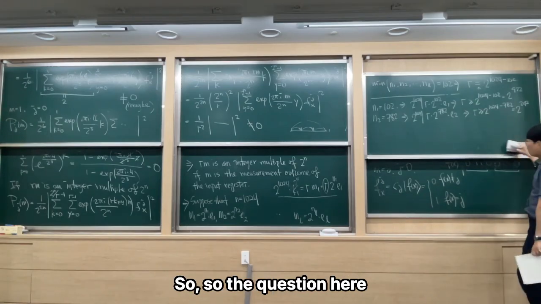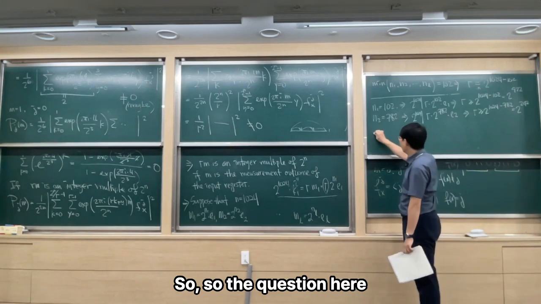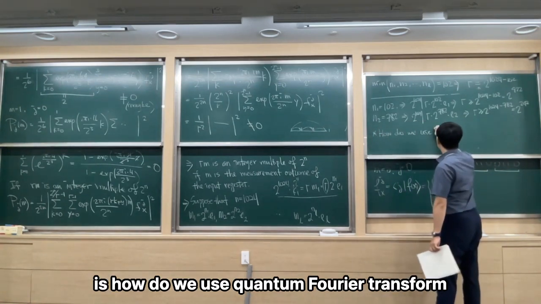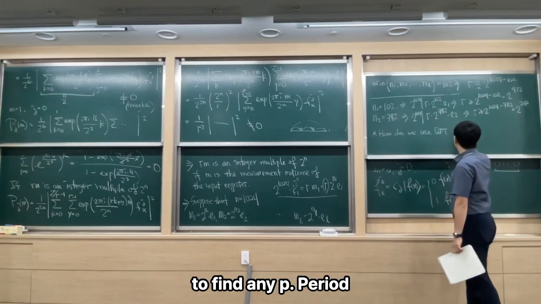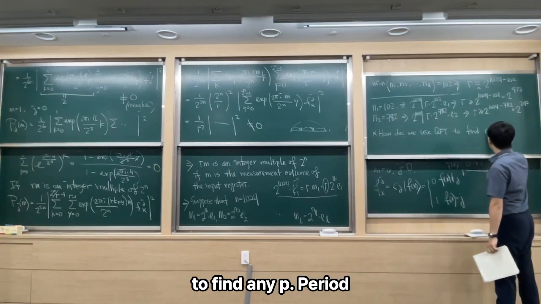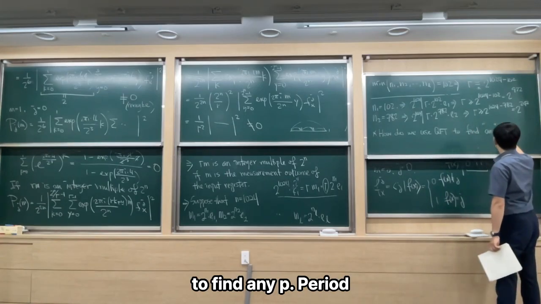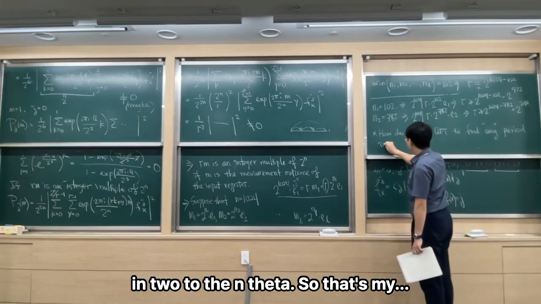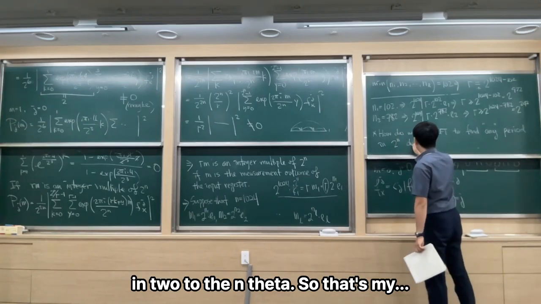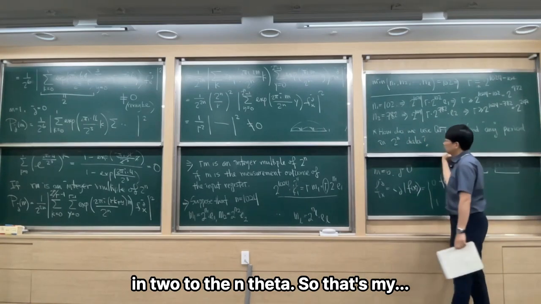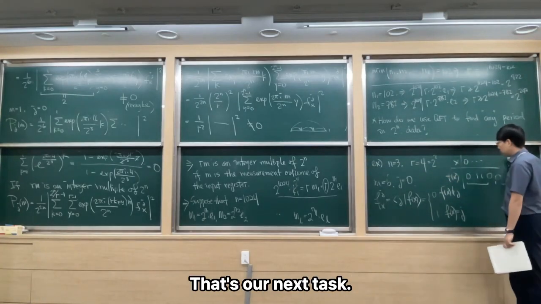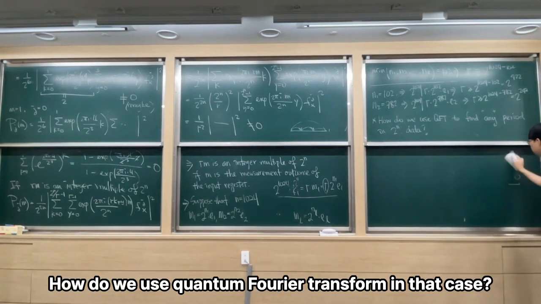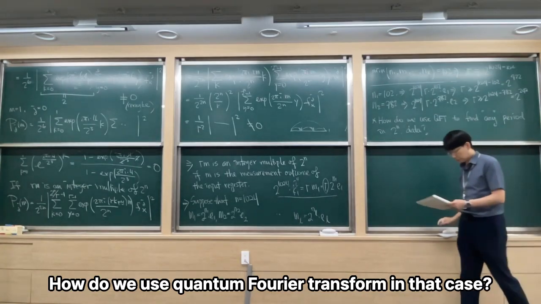So the question here is, how do we use quantum Fourier transform to find any period in 2 to the n data? So that's our next task. How do we use quantum Fourier transform in that case?